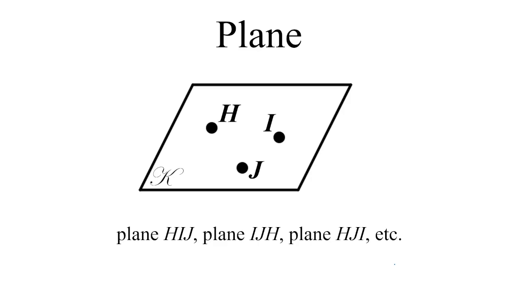Now, sometimes a plane can have a cursive capital letter on one of the corners. And as you can see, that's a cursive K. Therefore, it could also be called plane K.